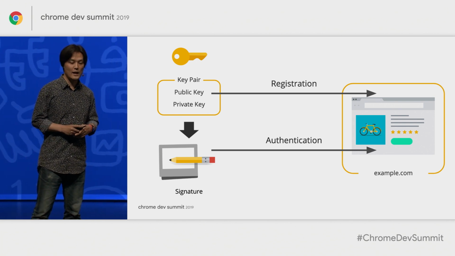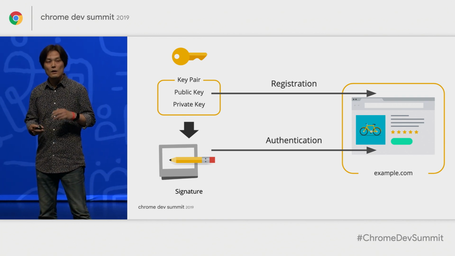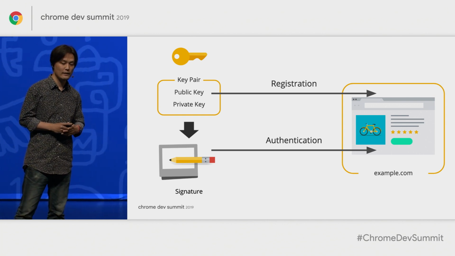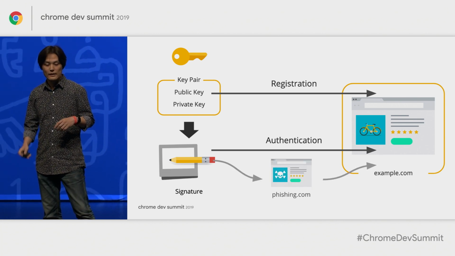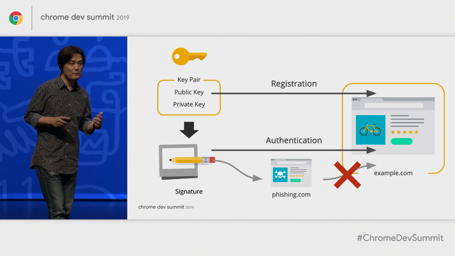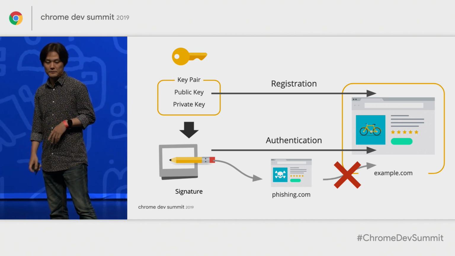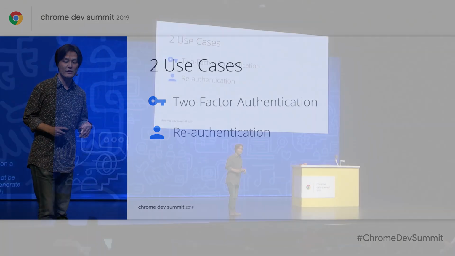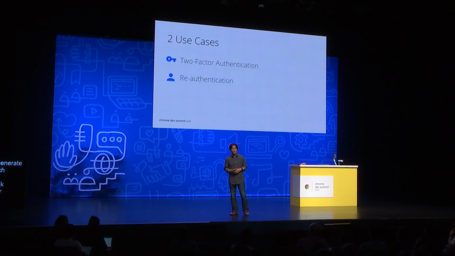In the previous session, Emily showed you how Chrome tries to ensure the user is on a genuine site. WebAuthn allows you to provide an extra layer of safety for users. Because the key pair is bound to the website's origin, even if a user ends up on a phishing website, that phishing website will not be able to make the user generate a valid signature, which saves their users. Now, I would like to talk about two primary user experiences using WebAuthn. They are two-factor authentication and re-authentication.